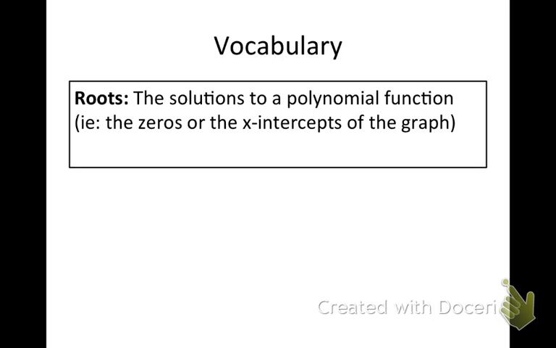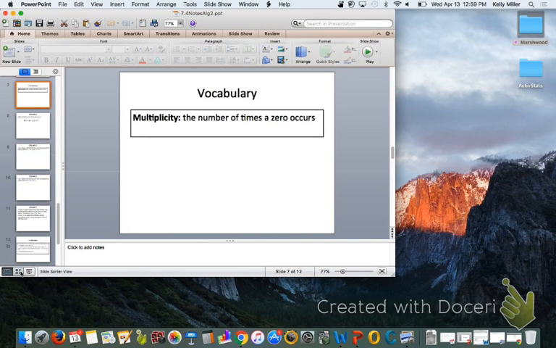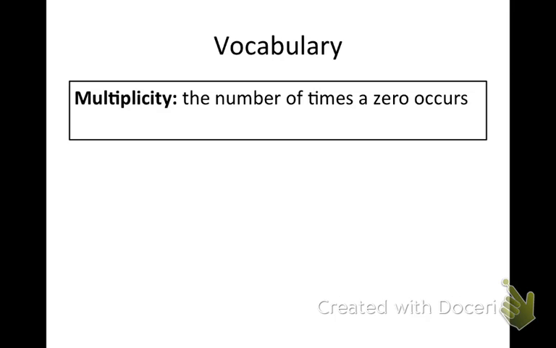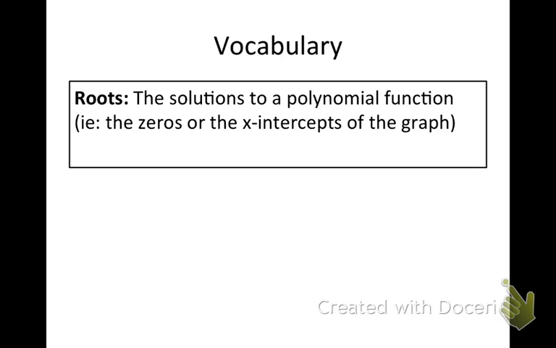So the roots of a polynomial function are the same thing as your solutions, which is the same thing as your zeros, which is the same thing as your x-intercepts. So we've got a whole bunch of ways to describe what these numbers are. They're the roots, they're the solutions, they're the zeros, they're the x-intercepts. It's all of those things.